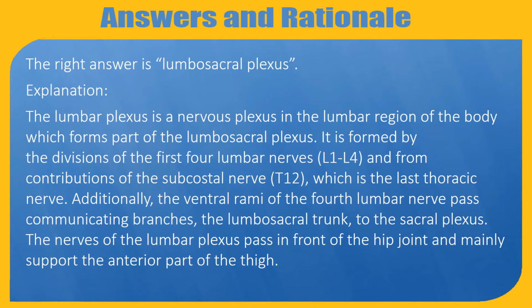Explanation: the lumbar plexus is a nervous plexus in the lumbar region of the body which forms part of the lumbosacral plexus. It is formed by the divisions of the first 4 lumbar nerves, L1 to L4, and from contributions of the subcostal nerve, T12, which is the last thoracic nerve. Additionally, the ventral rami of the 4th lumbar nerve pass communicating branches, the lumbosacral trunk, to the sacral plexus. The nerves of the lumbar plexus pass in front of the hip joint and mainly support the anterior part of the thigh.